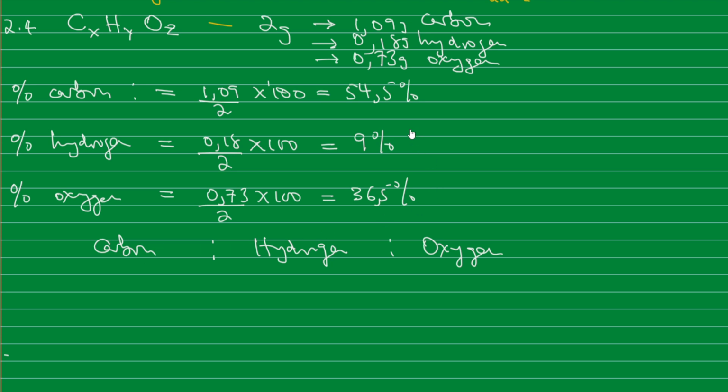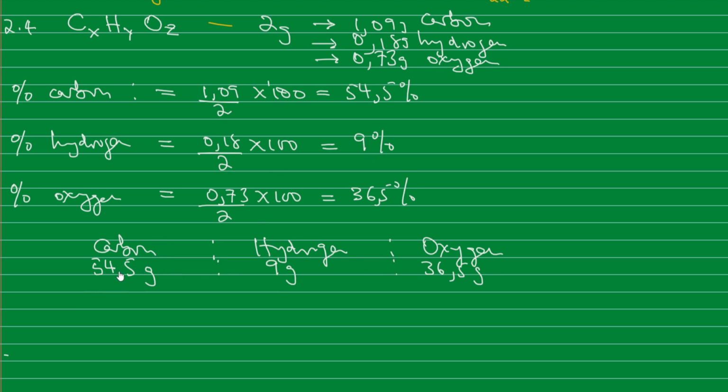Right, so now these percentages, I will take them to be grams. So if I have 54.5 grams of carbon, how many grams would I have for hydrogen? I've got 9 grams of hydrogen, and I have got 36.5 grams of oxygen. You will see why I'm converting these to grams. It's more like a proportion.